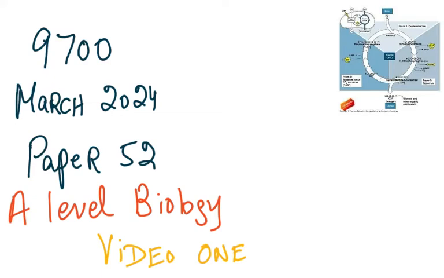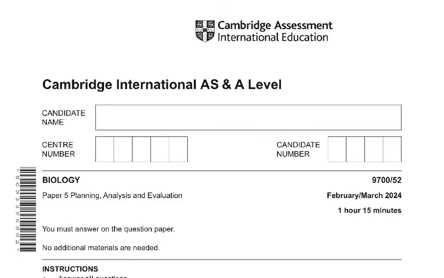Bismillahirrahmanirrahim. 9700 March 24 paper 5 to A-level biology, and the first question will be discussed in this video. This paper is for 1 hour and 15 minutes.